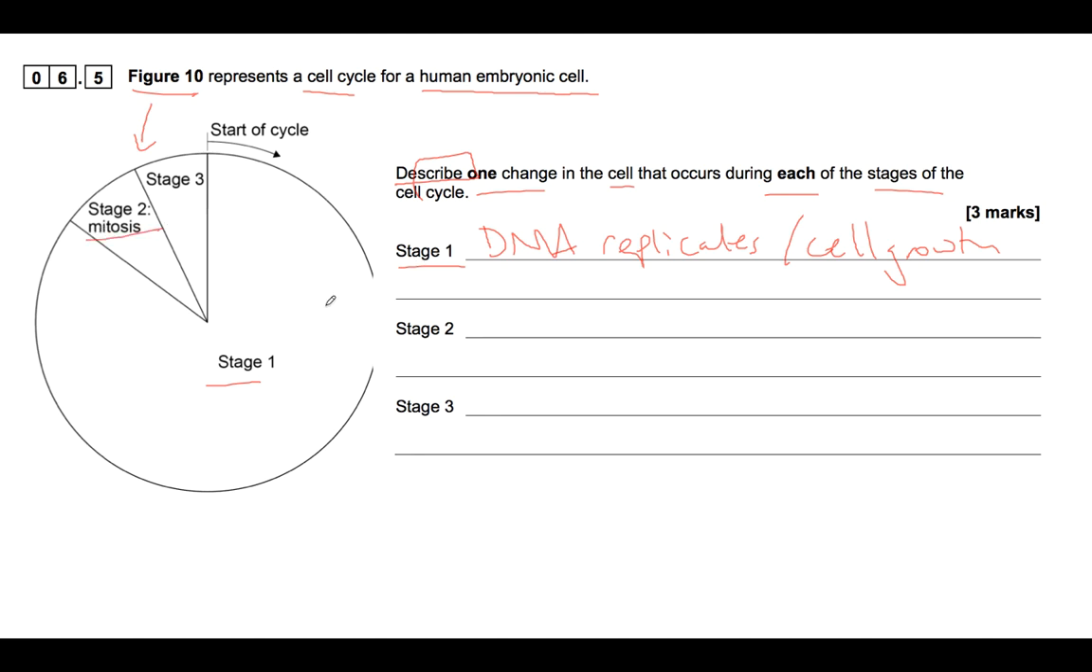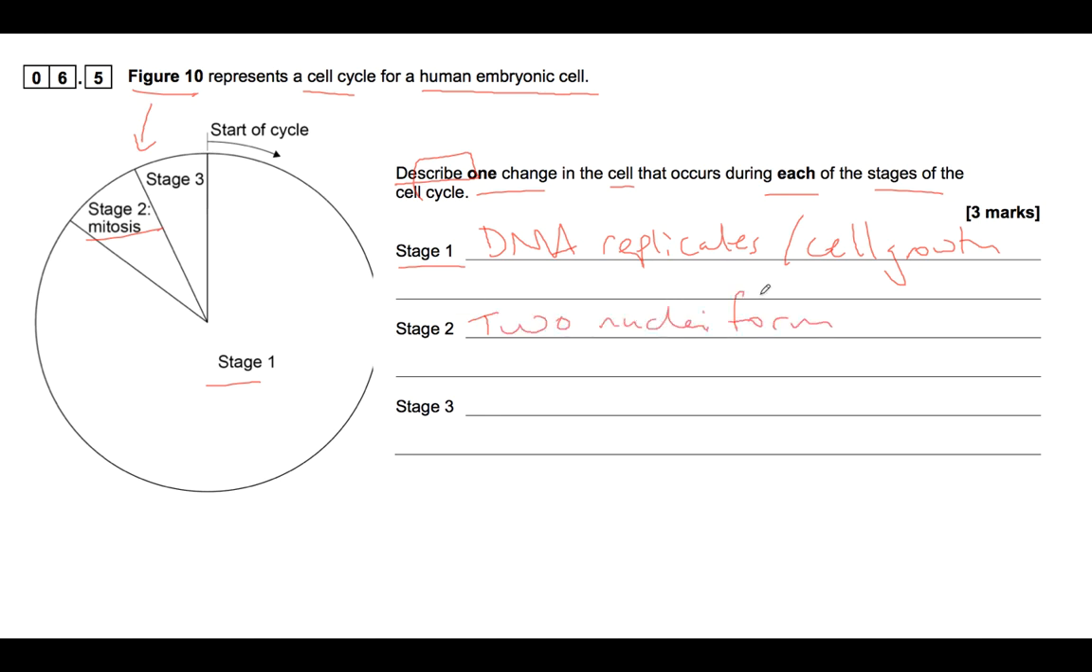Stage 2 is mitosis. So you can't just copy that and write mitosis there. You've got to say, well, what are key things that are happening during mitosis? And one of them is that 2 nuclei form.